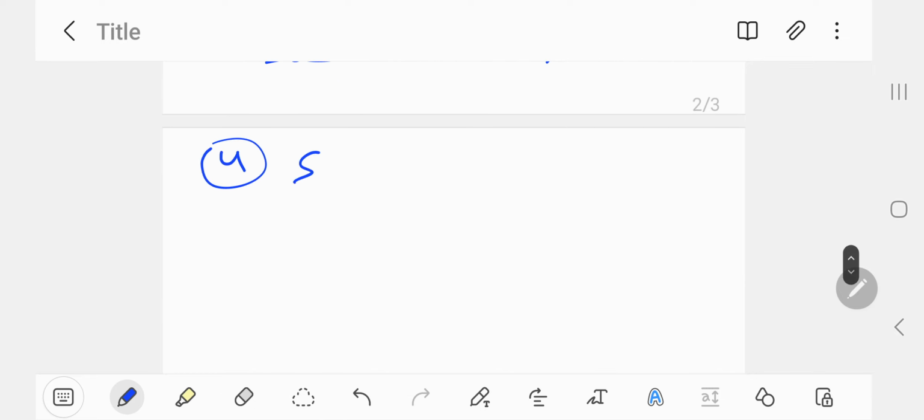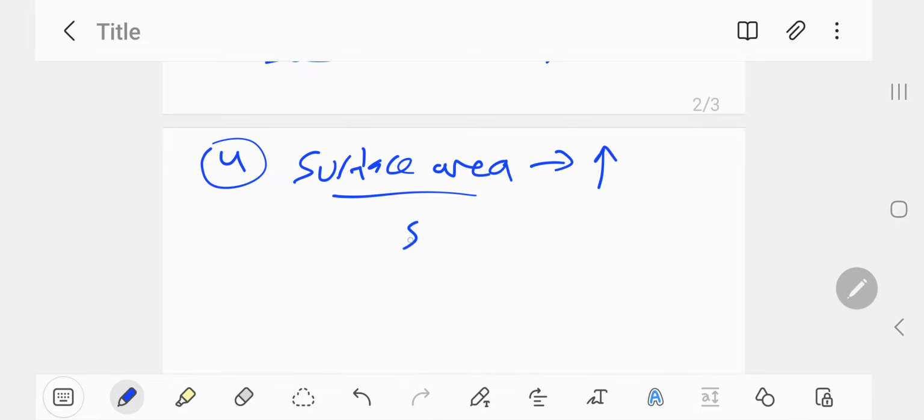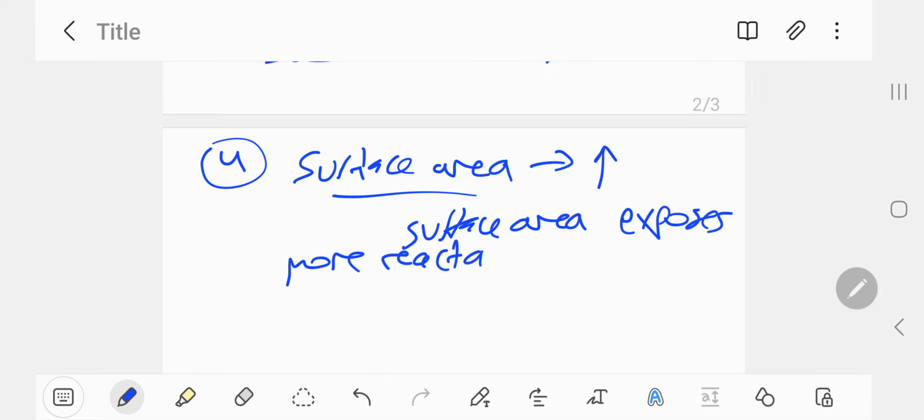Number 4, surface area. If you increase the surface area of the reactants, you have more particles exposed basically. So increasing surface area exposes more reactants. I'll show you in just a sec what that means.